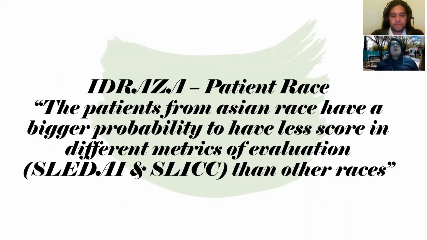And finally, we focused on the variable ID RASA. ID RASA represents the patient race, and we use this variable for the hypothesis that patients from Asian race have a bigger probability to have a lower score in the different metrics of evaluation, SLEDAI and SLICC, than other races. We think that this hypothesis is correct because the patients from Asia are normally the patients with fewer diseases around the world.